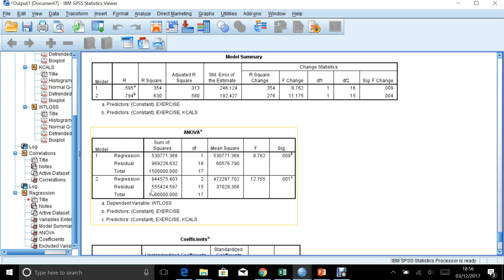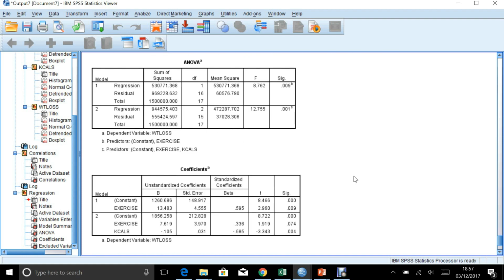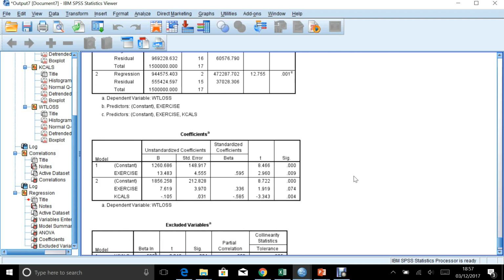The same for the second regression, the second block. Again, our F value, degrees of freedom, and then our P value. So we then move on to the coefficients table, which tells us a little bit more about what's going on.